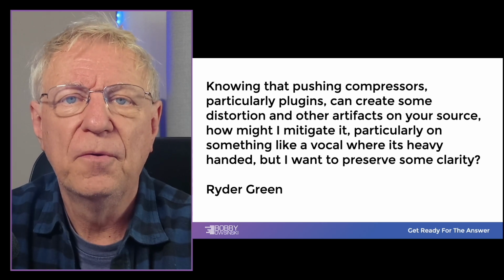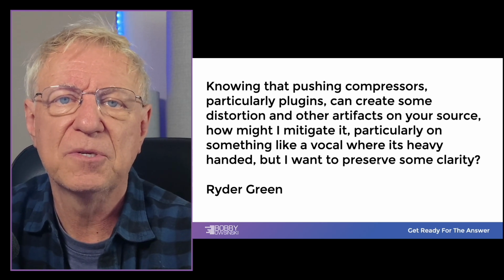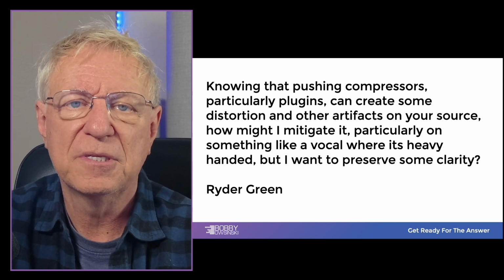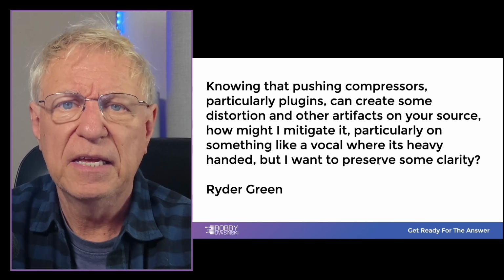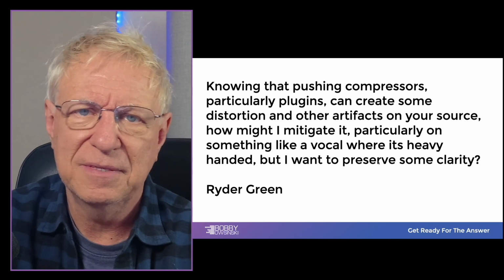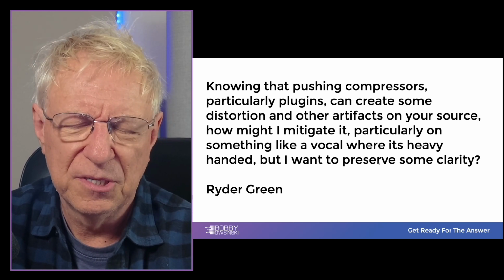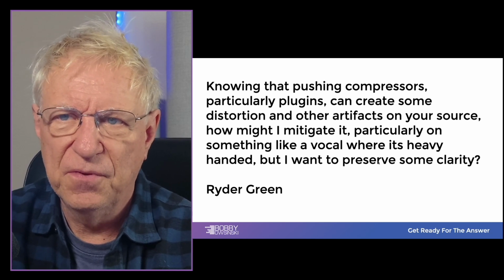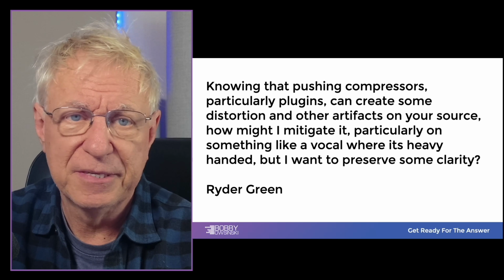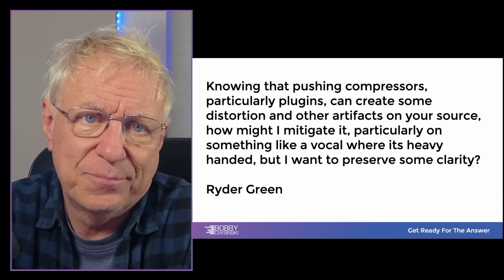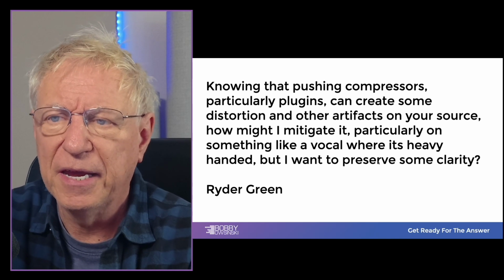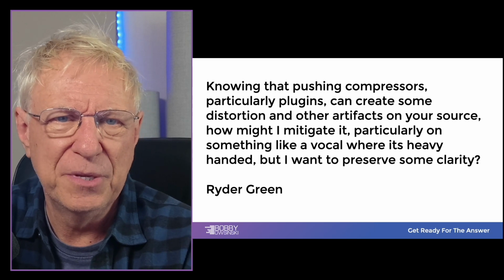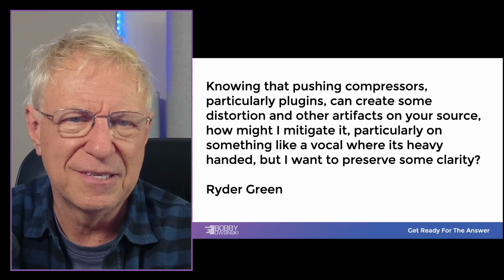From Ryder, knowing that pushing compressors, particularly plugins, can create some distortion and other artifacts on your source. How might I mitigate it, particularly on something like a vocal where it's heavy-handed, but I want to preserve some clarity? Well, again, this is where, with compressors and limiters, the harder you push them, the worse they tend to sound. There are a few that you can push, GML, for instance, where you can push 15 dB through it and it'll still sound okay. But generally speaking, you get past like 6 or 8 dB, something like that, and you begin to hear it. It doesn't sound so good.